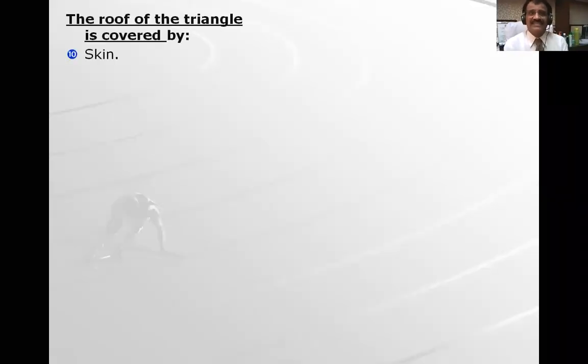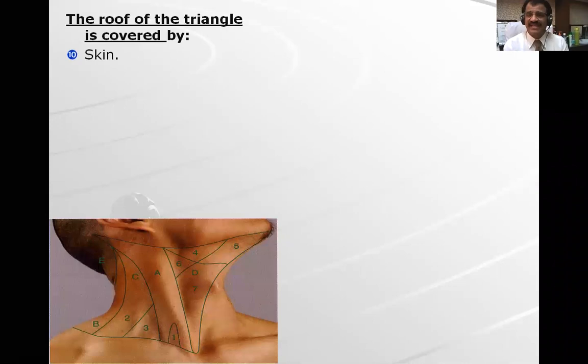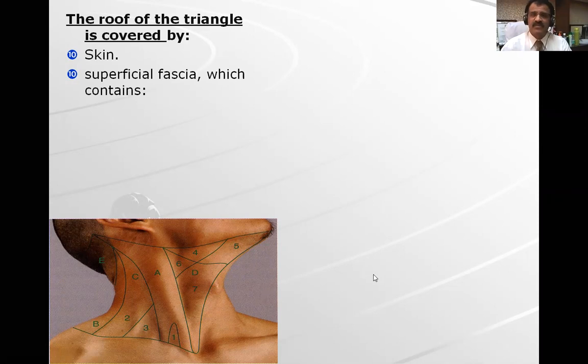Now, what is the roof of the triangle formed by? It is the same for both the anterior triangle and the posterior triangle. This is the side of the neck which is divided into anterior and posterior triangles, and you can see all the subdivisions are also shown here. Of course, the first thing that should come to your mind is the skin. Skin is the first component of the surface of the side of the neck, so it forms the roof of the triangle.